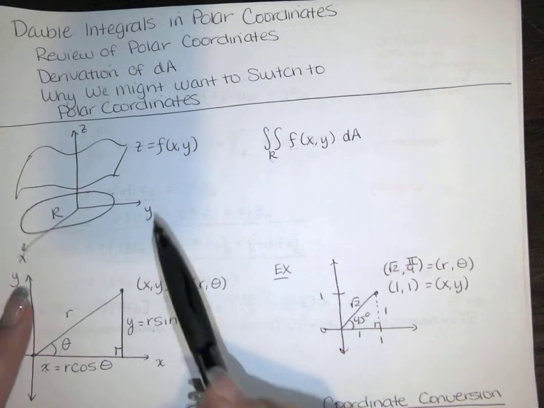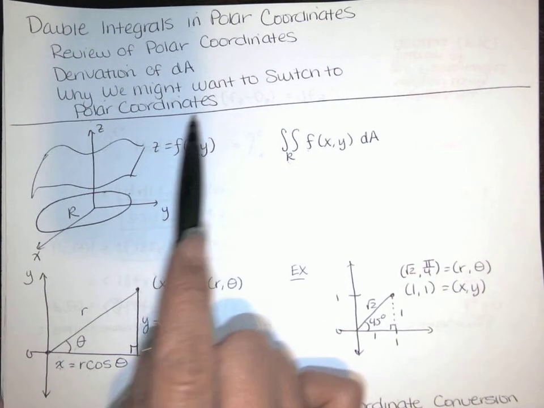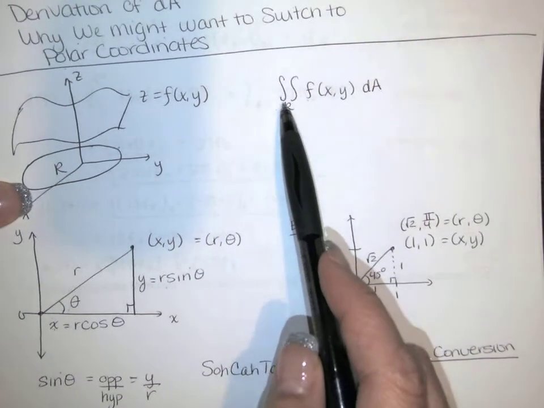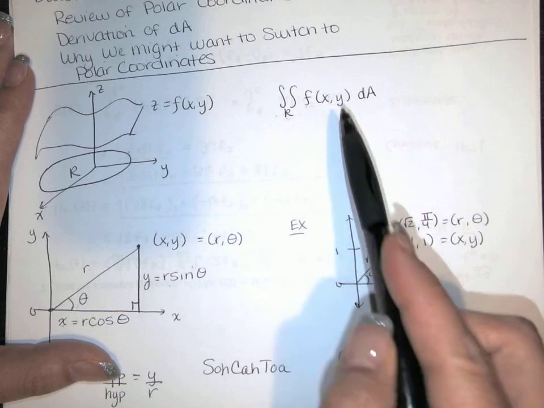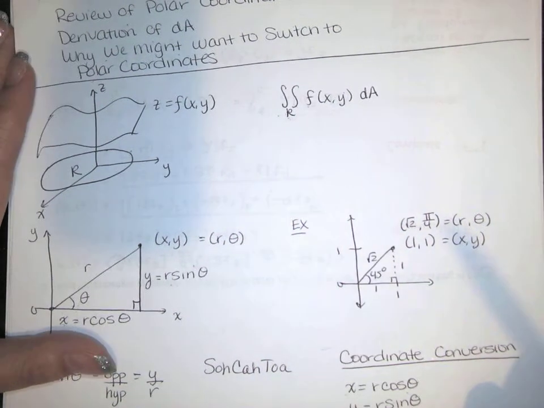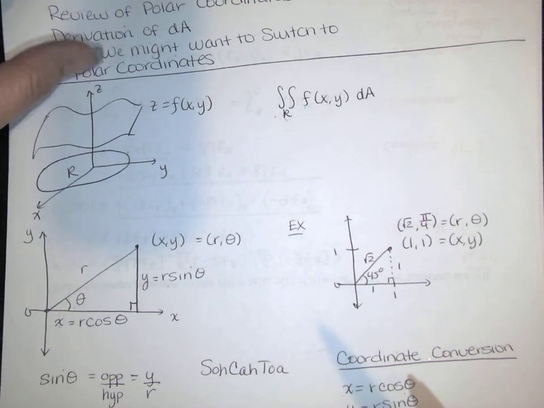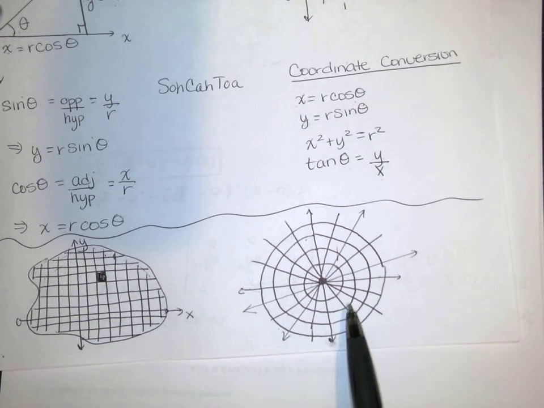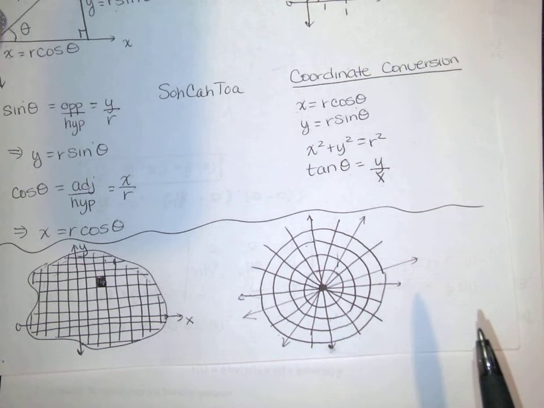And now let's go back to this. Why might we want to switch to polar coordinates? Well, if a region is easier to describe in polar coordinates, this integral might be easier to evaluate in polar coordinates. Or if f of x, y is easier to describe in polar coordinates, this might be easier to evaluate in polar coordinates. If you're saying to yourself, how will I know when it's easier to describe in polar coordinates? Generally, this is the idea. If the region you are talking about looks like a circle or part of a circle, that region is easier to describe in polar coordinates.